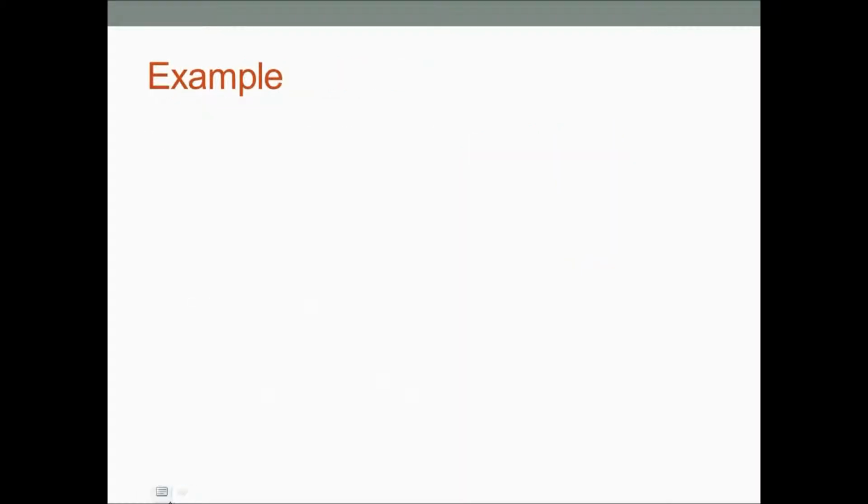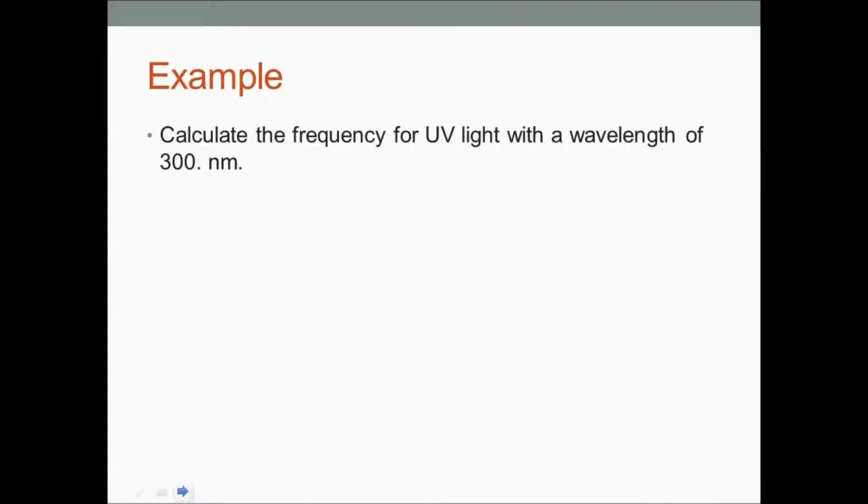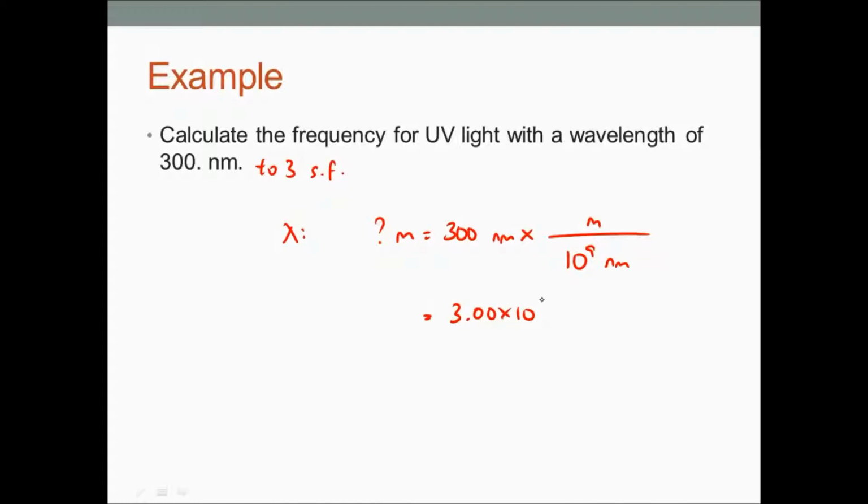So let's take an example. Calculate the frequency of the UV light with a wavelength of 300 nanometers to three significant figures. First I want to know the wavelength in meters. So I convert 300 nanometers. I divide by 10 to the 9 nanometers per meter, remembering that nano is 10 to the minus 9. And so that's 3.00 times 10 to the minus 7 meters.